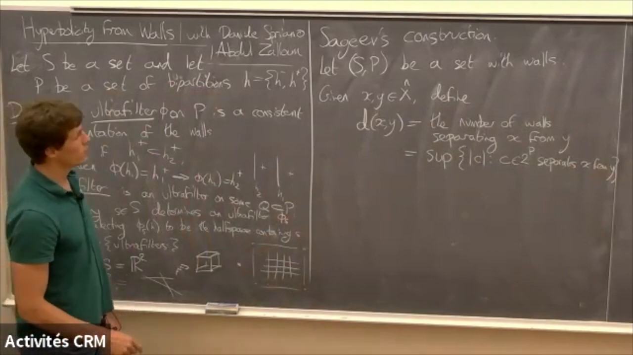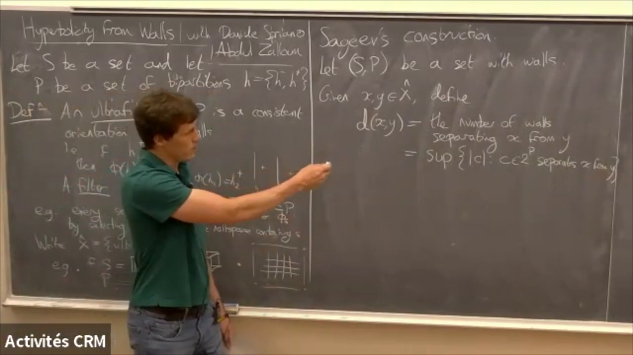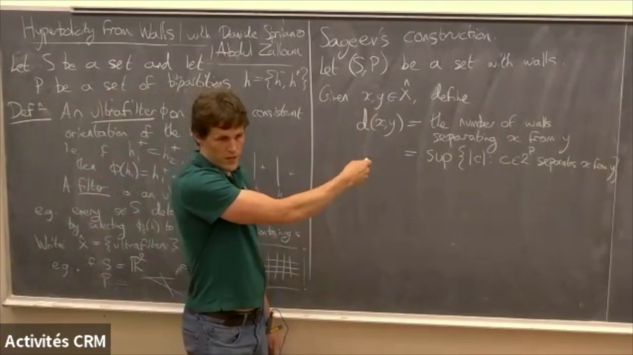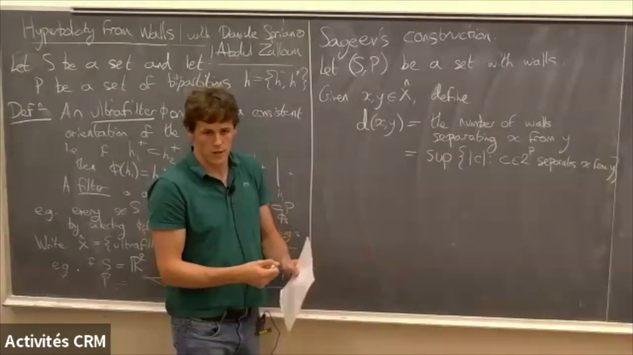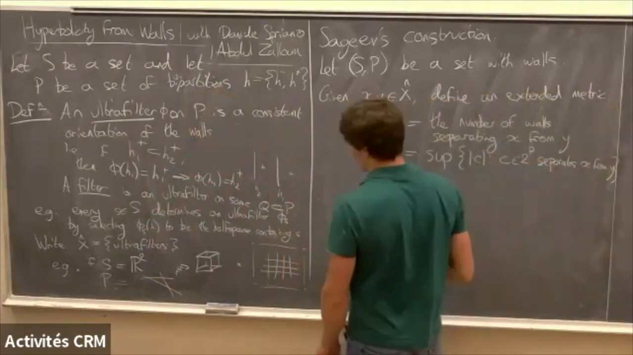Okay, so right now, this is something you can do, but right now this isn't a metric, this is just an extended metric that can take infinite values. If you've got infinitely many walls kicking around, infinitely many walls that separate 2 points, then you get only an extended metric. And that's not so useful.